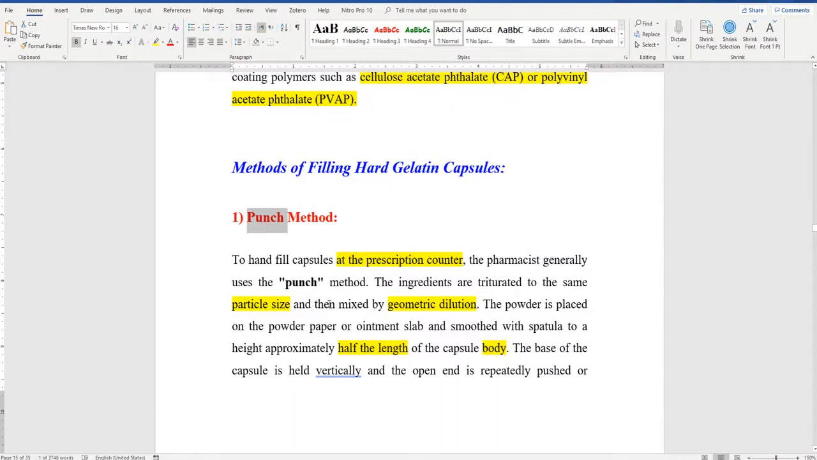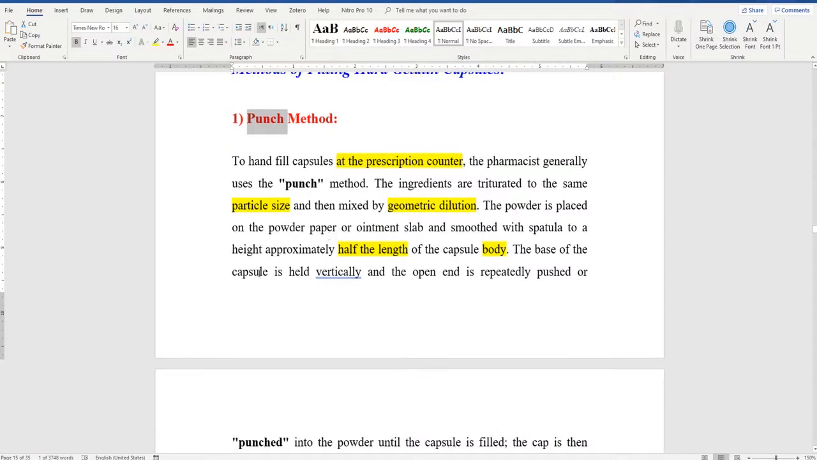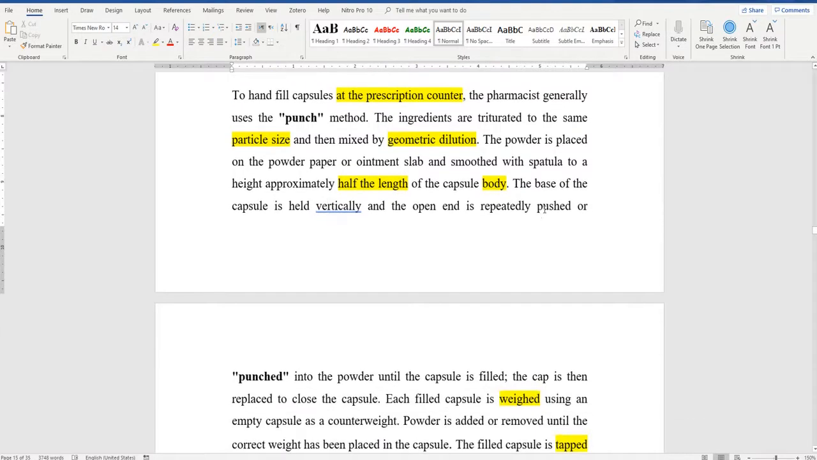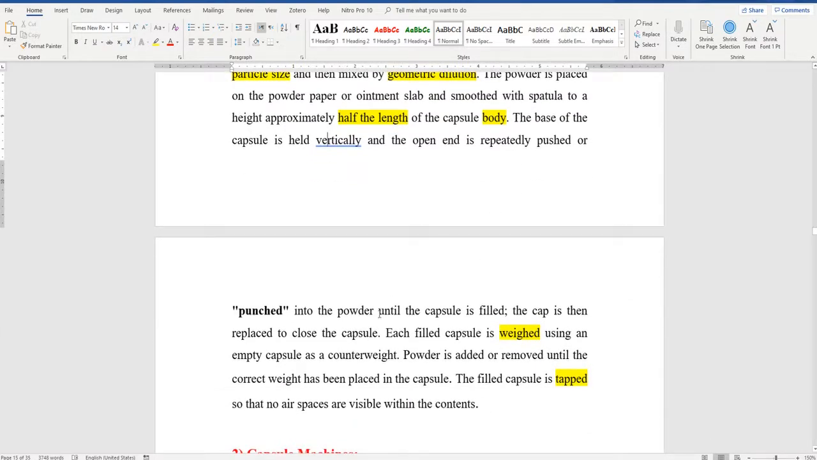You start punching the powder several times until the body is filled. When you do the punching, remember that if you just take up the body of the capsule, the powder inside might fall. That's why what you do is punching and twisting. The capsule body is held vertically, and the open end is repeatedly pushed or punched into the powder bed until the body of the capsule is filled. Why do you need to twist?